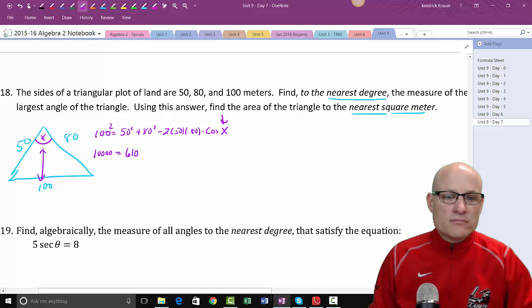6,100. Minus, let's see, that's 400. 800 times the cosine of x. Subtract 6,100, I get 3,900 equals negative 800 cosine x. Divide by negative 800.